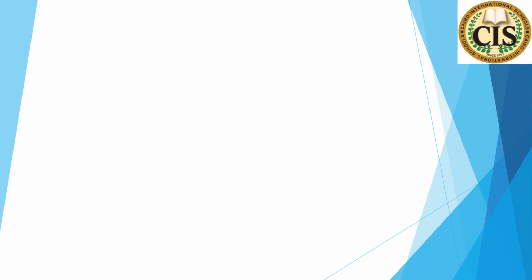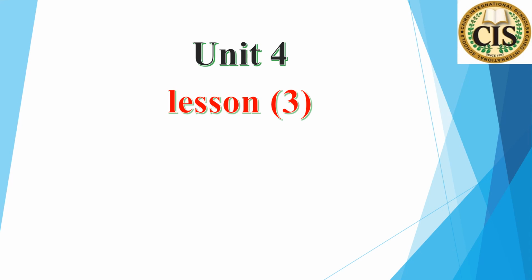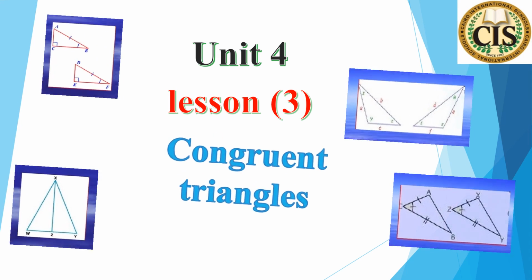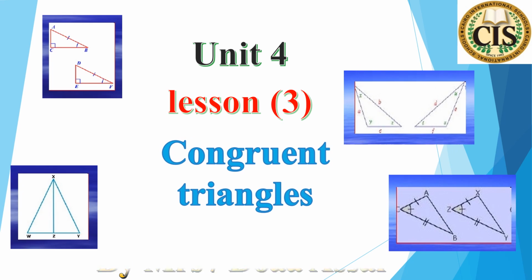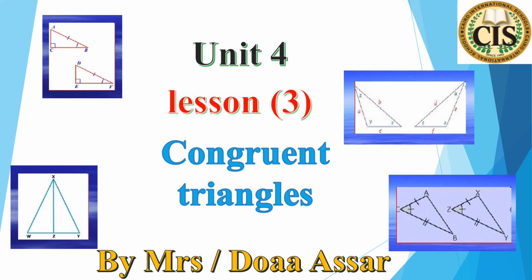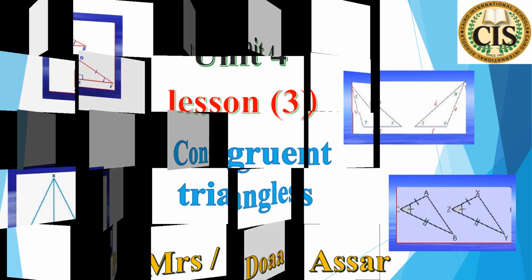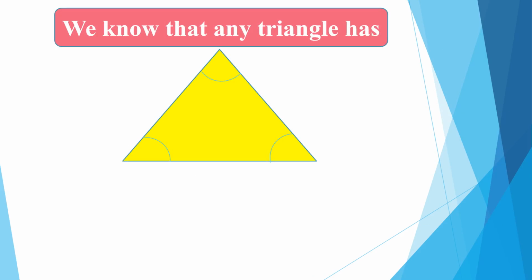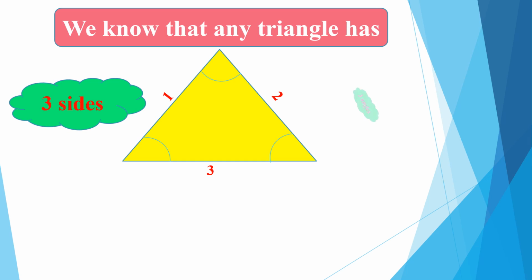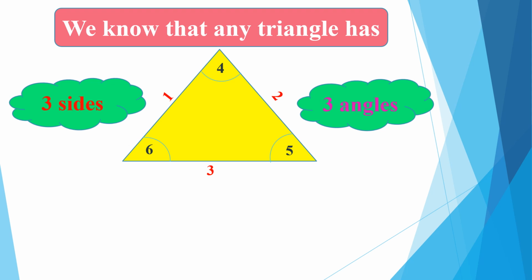Students, today we'll start a new lesson about Unit 4, Lesson 3, Congruent Triangles. We know that any triangle has three sides, 1, 2, 3, and three angles, 1, 2, 3. These three sides and three angles are known as the six elements of the triangle.